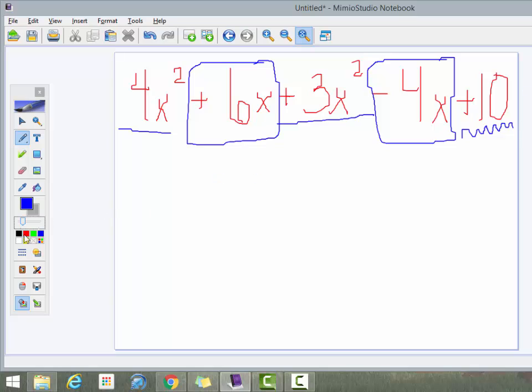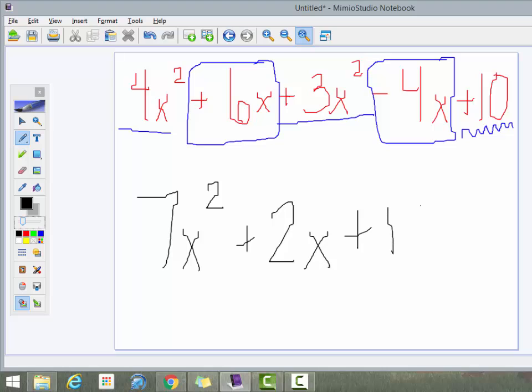From left to right, I'm going to start with the x squares. That's called standard form when you have the highest power decrease down to the lowest power, and your constants or your whole numbers will be at the end. So from left to right, 4x squared plus 3x squared is going to give you 7x squared. Positive 6x minus 4x is going to give you 2x. And then like I said before, we can't forget that whole number of 10, so that'll be put at the end.